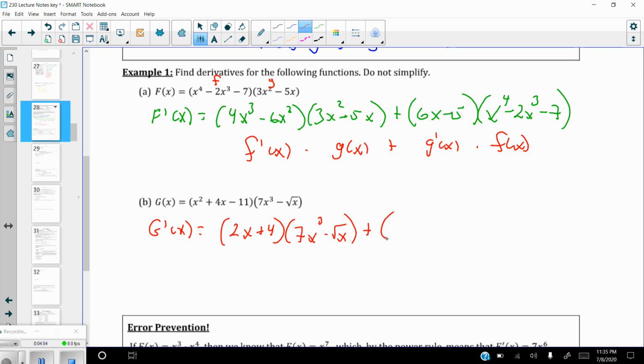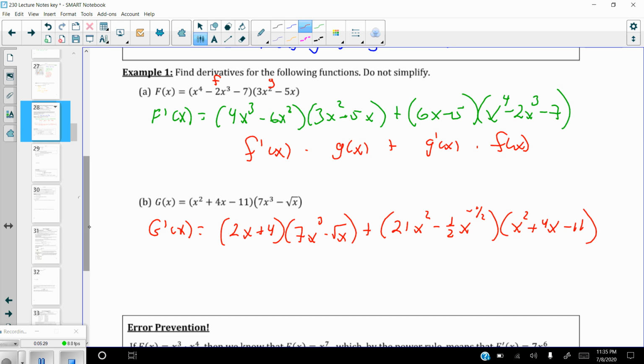The first one, we can use the simple power rule, which is 21x squared minus. Now that's the square root of x, which remember is the same as x to the 1/2 power, so its derivative is 1/2 x to the negative 1/2. And then we're going to multiply that by the first function, which was x squared plus 4x minus 11. And again, we don't need to do anything else to simplify because it tells us not to.